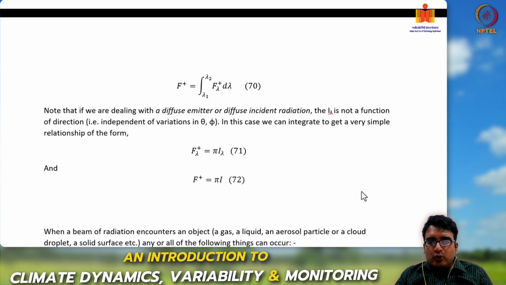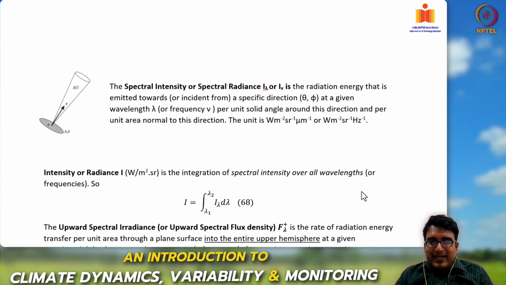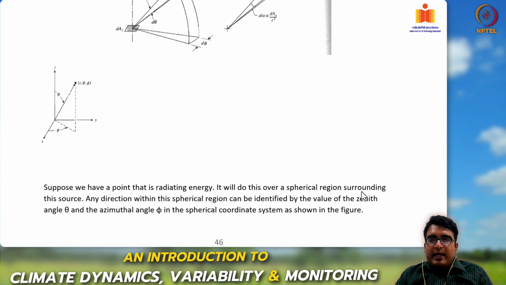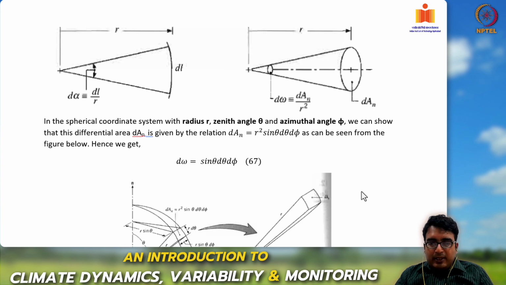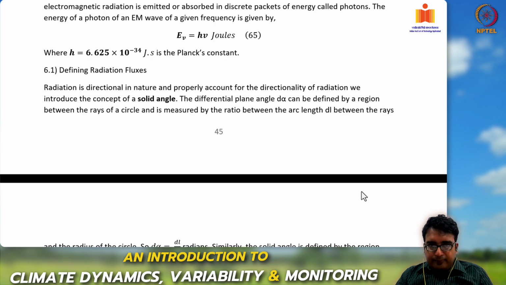We looked at two important quantities. One is called radiation intensity or radiance, which can come in either spectral radiation intensity or spectral irradiance, and total radiation intensity or radiance.